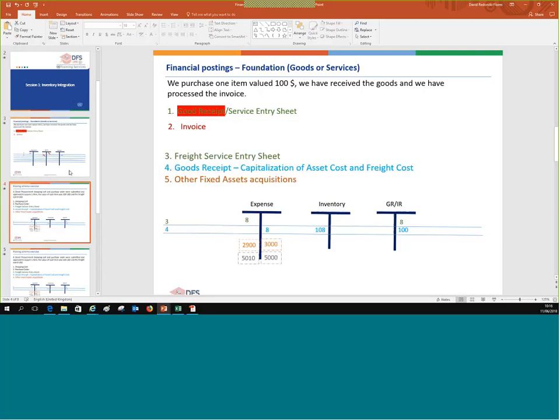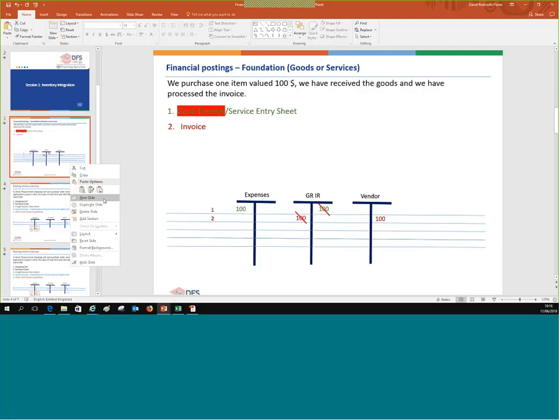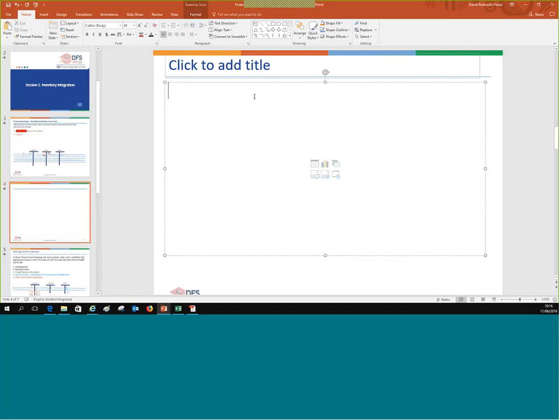So if I add a new slide, I can write something there for you. Now, when we acquire goods, it's not like it was before, because now we can have items called for inventory or consumption.